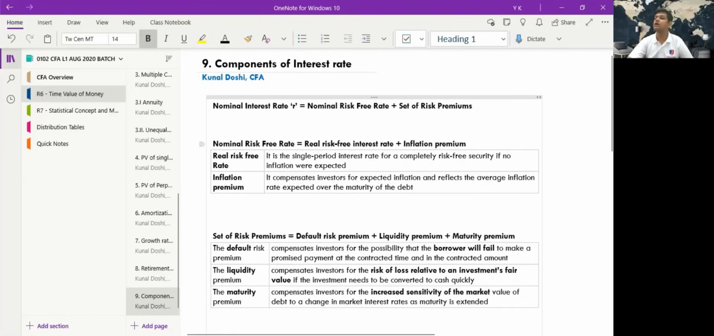If you focus here, it is made up of the nominal risk-free rate and a set of risk premium. So the nominal interest rate, which is also called simply interest rate, is a combination of 2 things. What? Risk-free rate and risk premium, everyone. What is risk-free rate? Risk-free means there is no risk, correct? Government bonds. Yes. Government bonds are said to be risk-free.